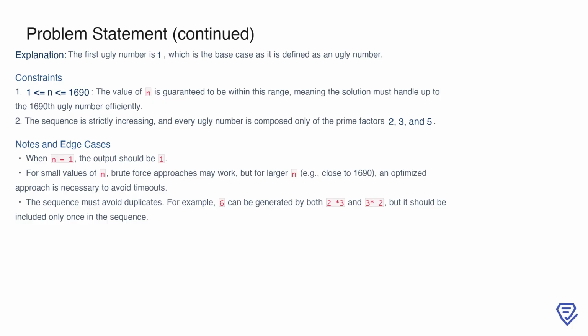The sequence is strictly increasing, and each ugly number is formed solely by multiplying the prime factors 2, 3, and 5. It's important to note that duplicates must be avoided in the sequence. For example, 6 can be generated by multiplying 2 and 3 in different orders, but it should only appear once in the sequence. For smaller values of n, a brute force approach might work, but for larger values, an optimized algorithm is essential to prevent timeouts and ensure efficiency.